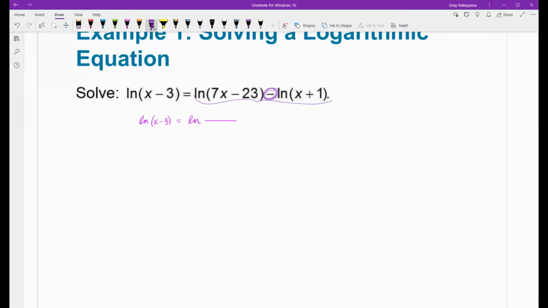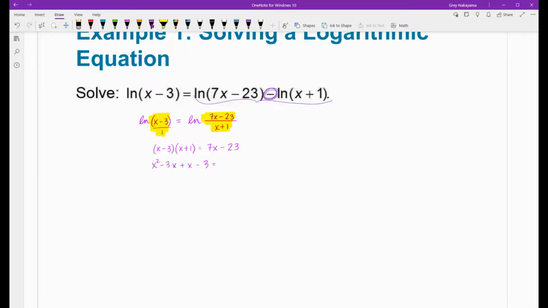So ln of x minus 3 is equal to ln of (7x minus 23) over (x plus 1). So if you think about ln of x minus 3 being over 1, then those 2 arguments are equal to each other. This right here has to equal this right here. So I'm going to cross multiply. (x minus 3) times (x plus 1) is equal to 7x minus 23.